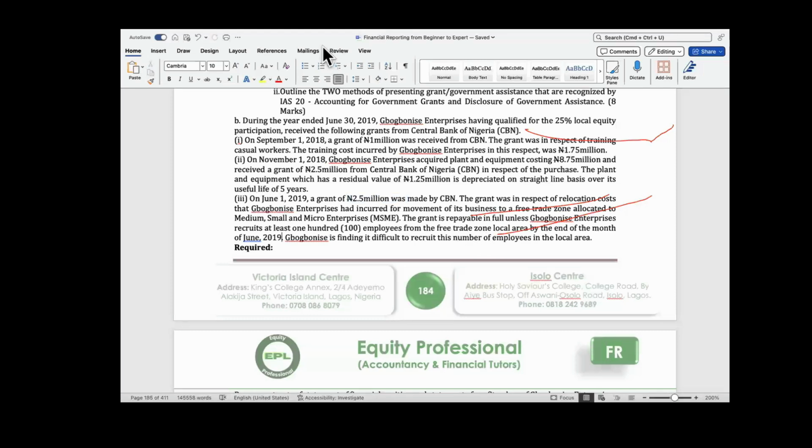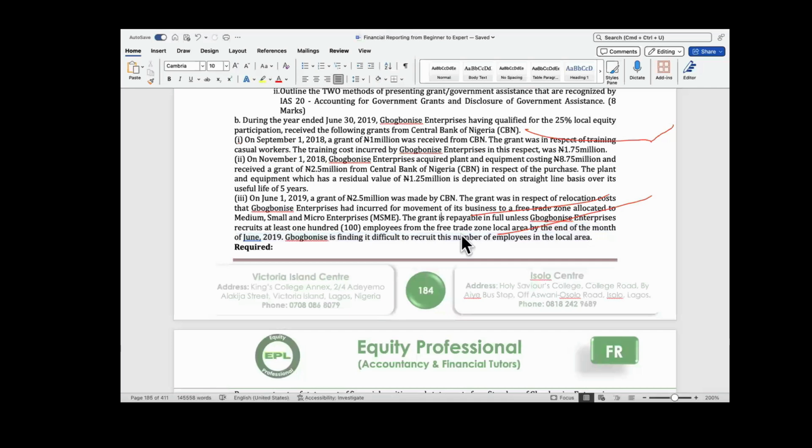What type of grant is this? Income. Okay, now there's something about this one. They said that for this grant, Bugbonishe must recruit at least 100 employees from the free trade zone area. They now say that Bugbonishe is finding it difficult to recruit this number of employees in the local area.